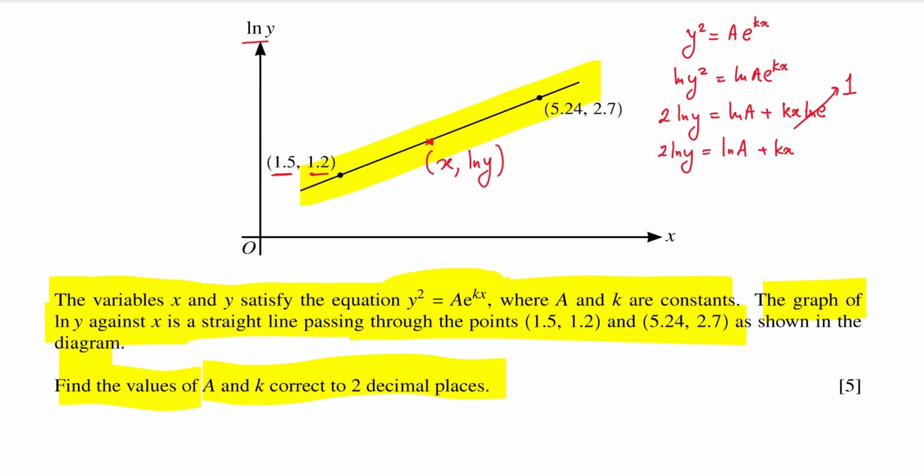So if we substitute the first value, we get ln y is 1.2, so it is 2 into 1.2 equals ln a plus k times x. X is 1.5, so we are left with 1.5k. This is the first equation. Secondly, it is going to be this point, y is not y here, it is ln y, so it is 2 times 2.7 equals ln a plus x value is 5.24, and then it is 5.24k.